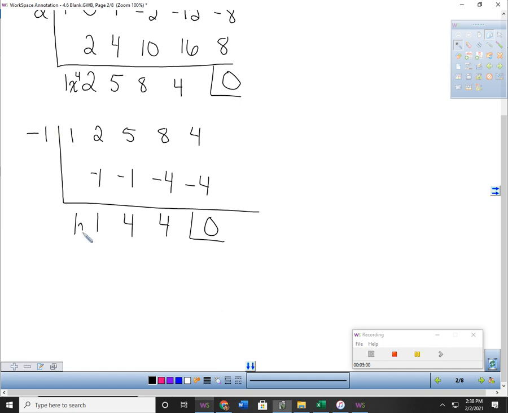So if this was x to the 4th, I divided. Now I'm at x to the 3rd. And I know that I can use negative 1 twice, so I'm going to divide by it again. So drop down the 1, the 1, the 4, and the 4.